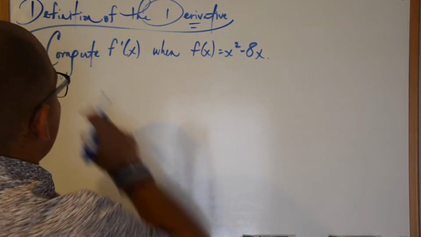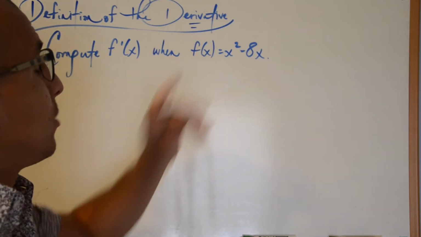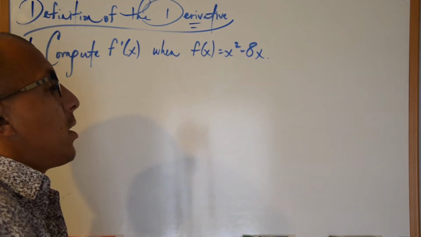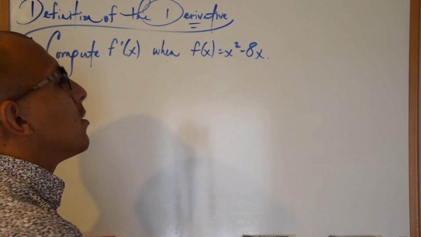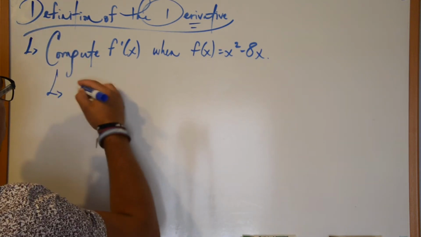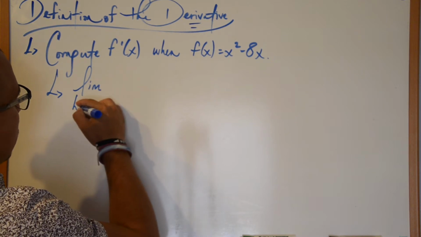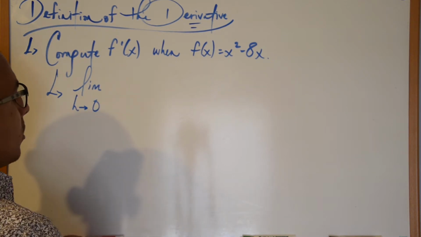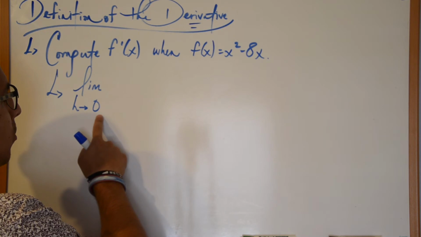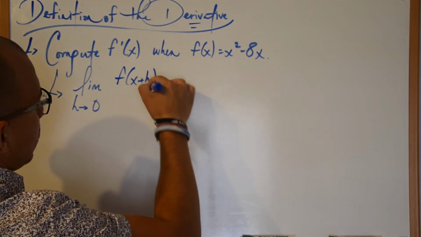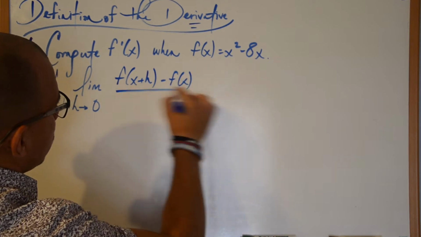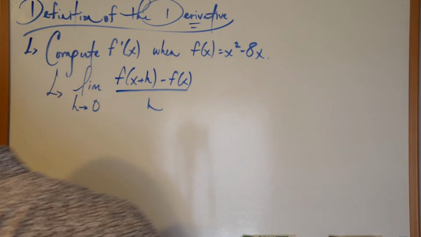Picking up where we left off, we're going to compute the derivative when f of x is equal to this polynomial function, x squared minus 8x, which is continuous. However, we don't have a defined value point. So this is where we're going to want to rely on the limit, or the derivative definition: the limit as h approaches 0 of f of x plus h minus f of x, all over h.